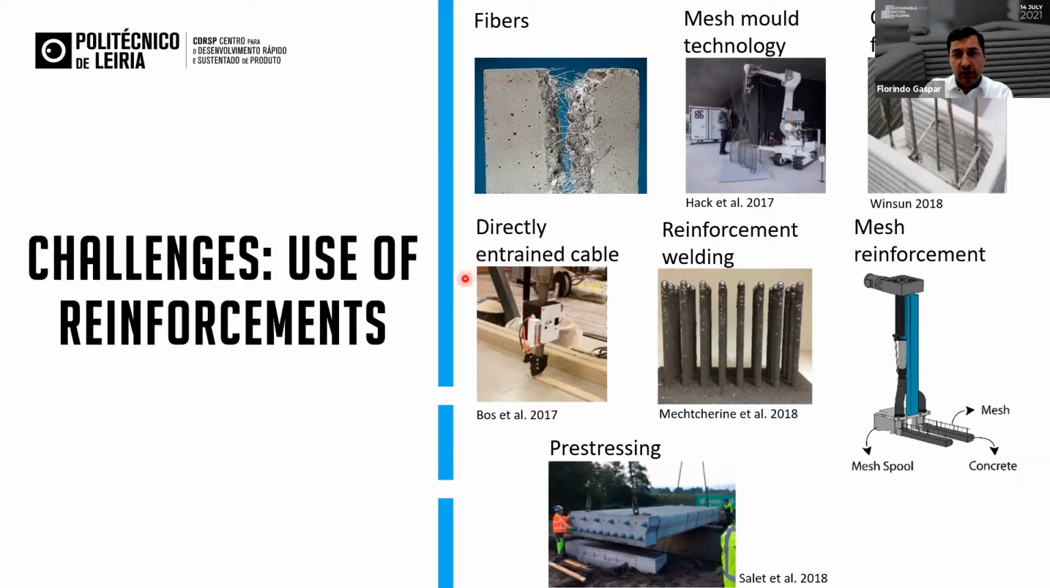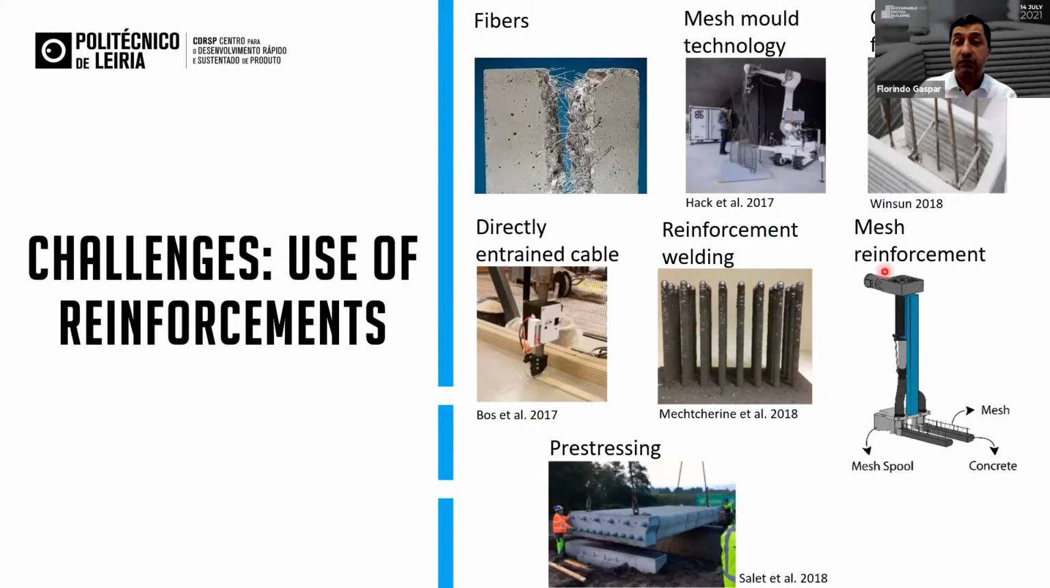Also, directly entrained cable is another example, to introduce a cable while printing. It has been done by a couple of authors. It's not a complete reinforcement, but it's automated. The reinforcement welding is another hypothesis. This is just an example of an author that printed the reinforcement. The press dressing is another way of doing it.